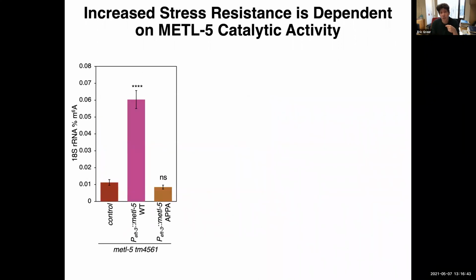We wanted to determine whether this increased stress resistance was really due to METL5 and its catalytic activity. So we created transgenic rescue strains where in the METL5 background, we overexpressed either the wild type form of METL5 or this catalytically dead version of METL5. And here you can see that when we looked at 18S methylation, the wild type version reverted the 18S methylation back to the wild type levels, but the catalytically dead version was unable to do that.